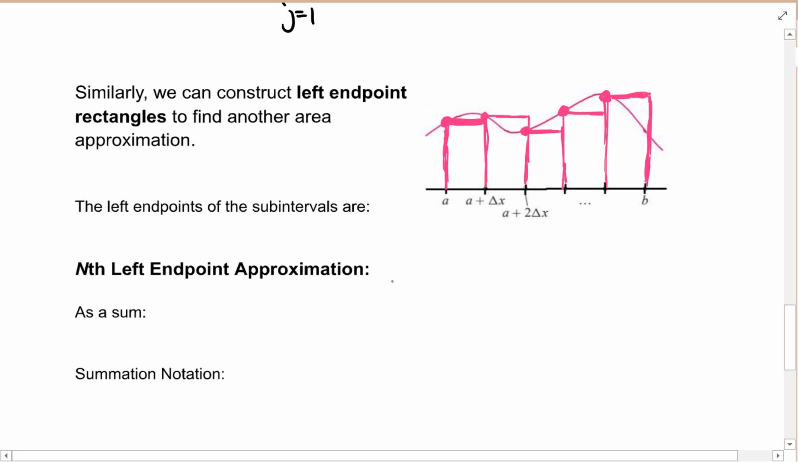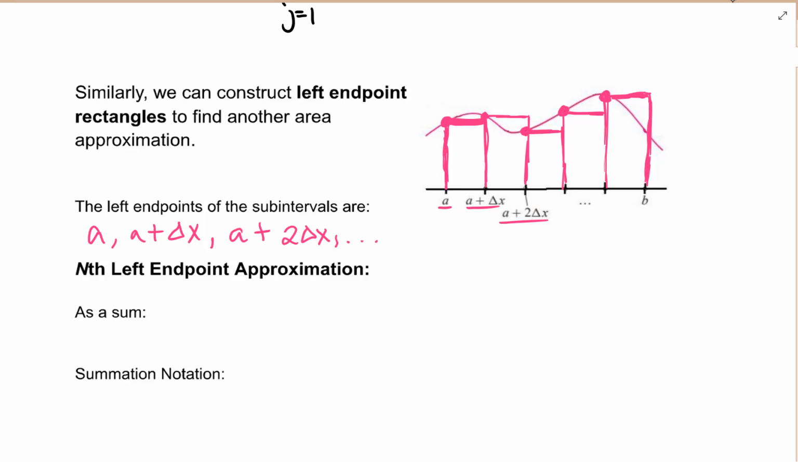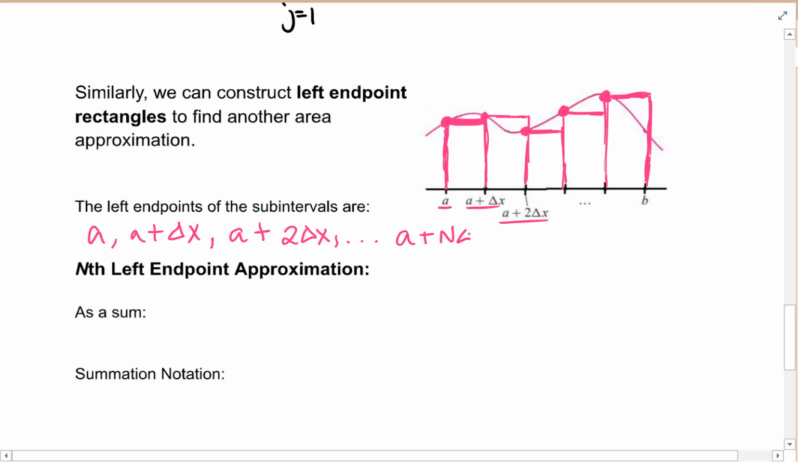The left endpoints of the subintervals are a plus delta x, a plus 2 delta x. Okay, this ending one is a little bit trickier because it's not a plus n delta x. That would get us to the right endpoint. And left endpoint approximations actually go 1 delta x width less than the endpoint of your interval. So this term will actually be n minus 1 times delta x, of course, plus a.